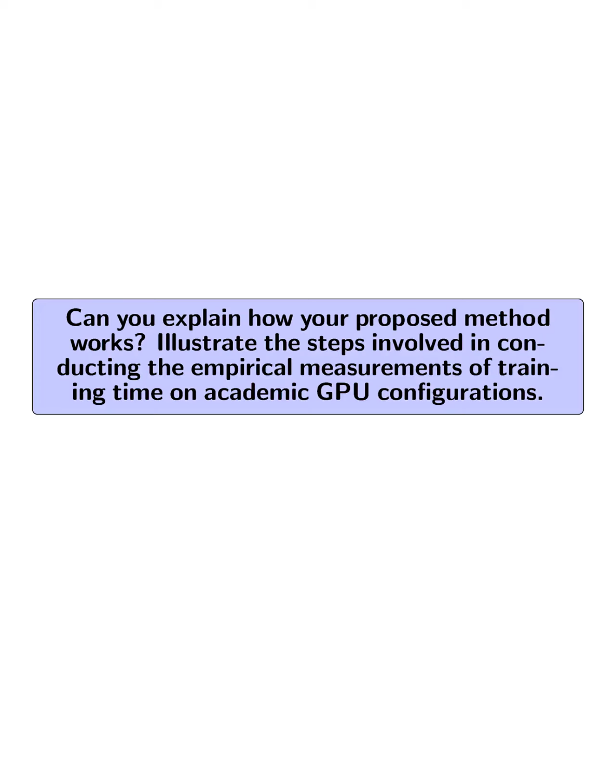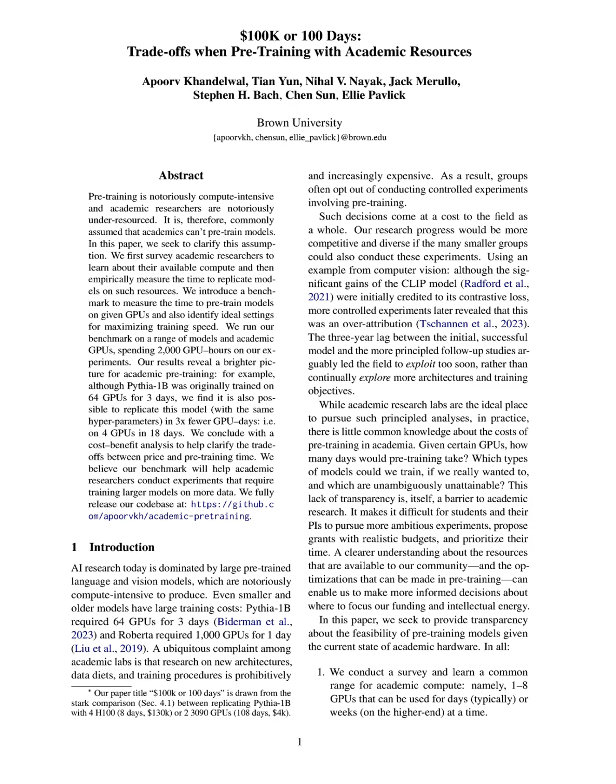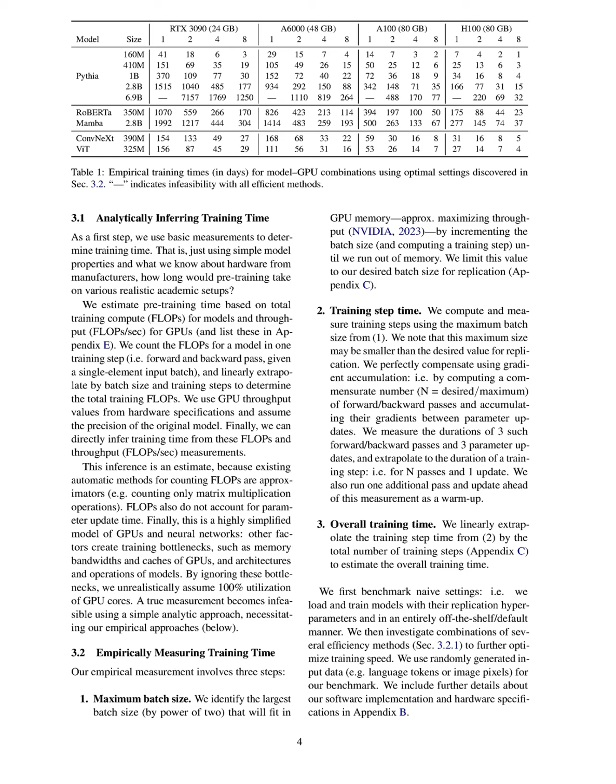Illustrate the steps involved in conducting the empirical measurements of training time on academic GPU configurations. Our proposed method for measuring training time on academic GPU configurations involves a systematic empirical approach consisting of 3 key steps. First, we determine the maximum batch size that can fit into the GPU memory by incrementally increasing the batch size until we reach the memory limit.